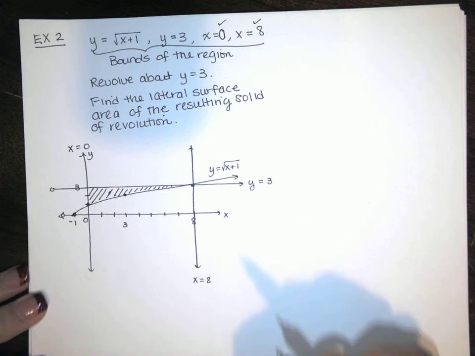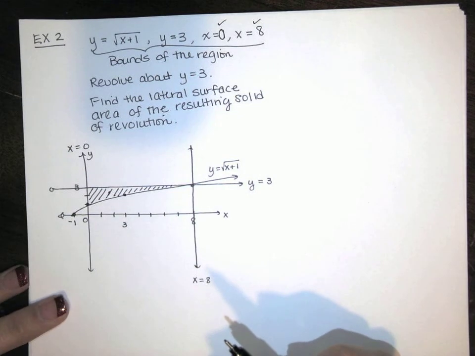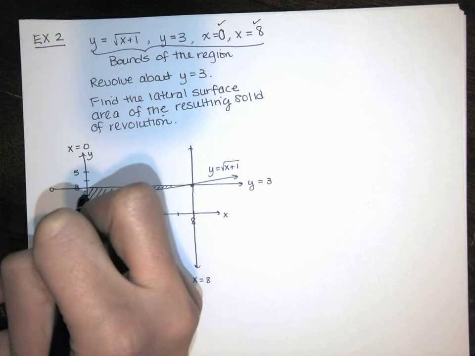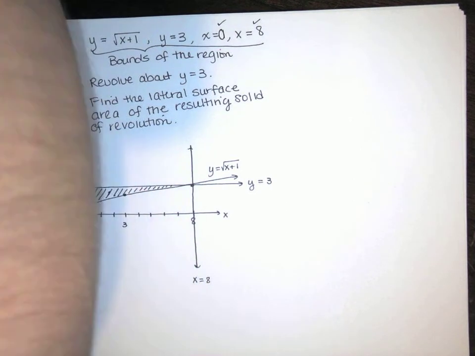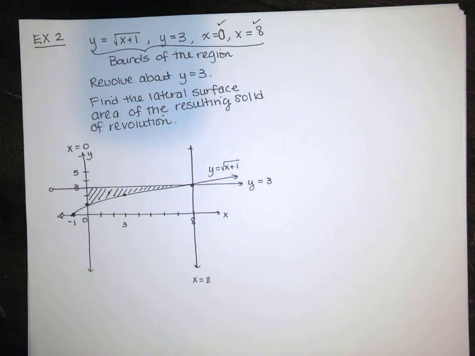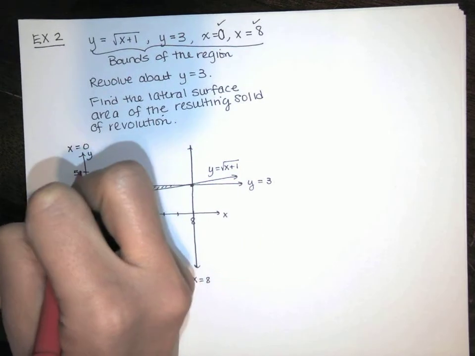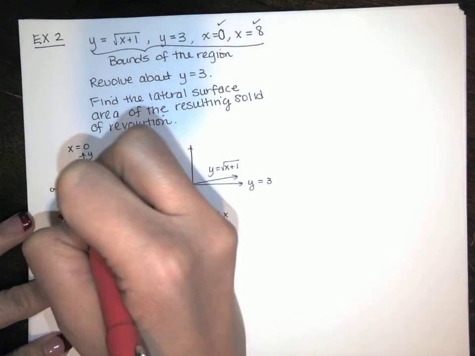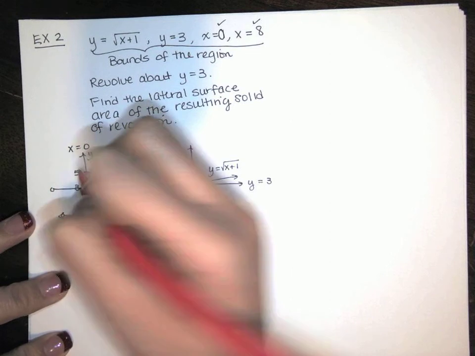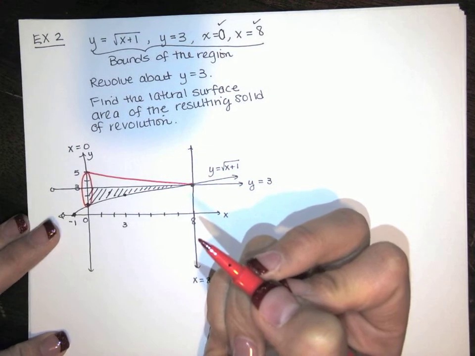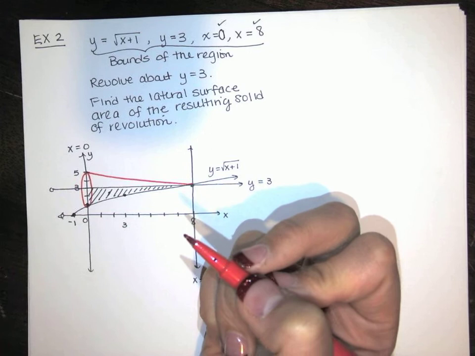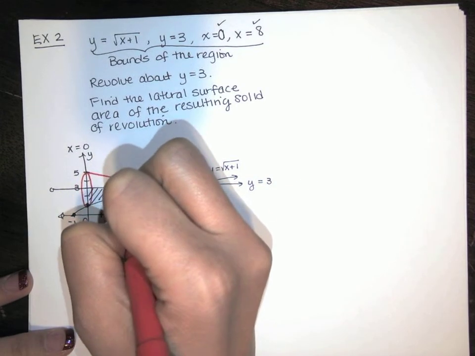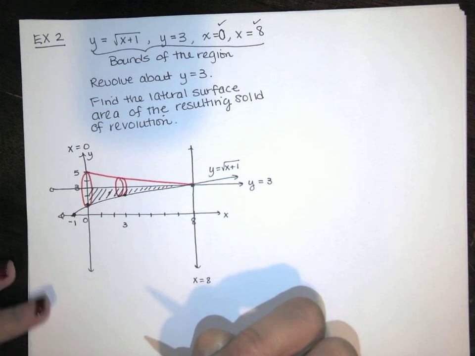So this time we're taking our region and we're revolving it about y equals 3. So that's 2 units down. So by symmetry, it's going to look like this. It's a little bit like a horn, doesn't it? And if I were doing a volume of a solid of revolution problem, I would slice that way. But that's not what we're doing this time.